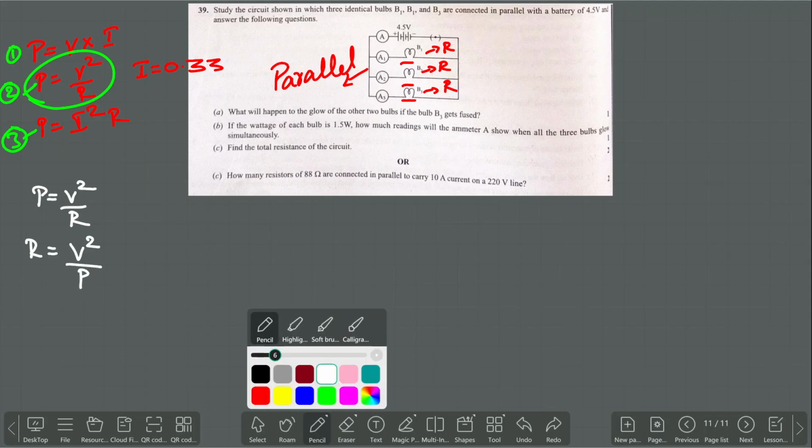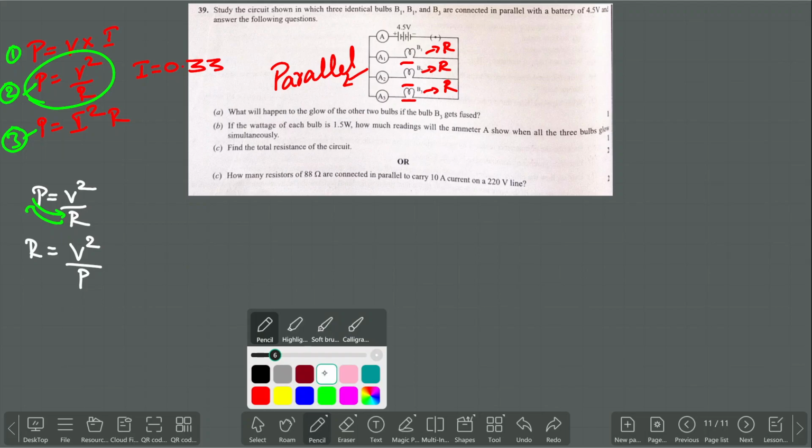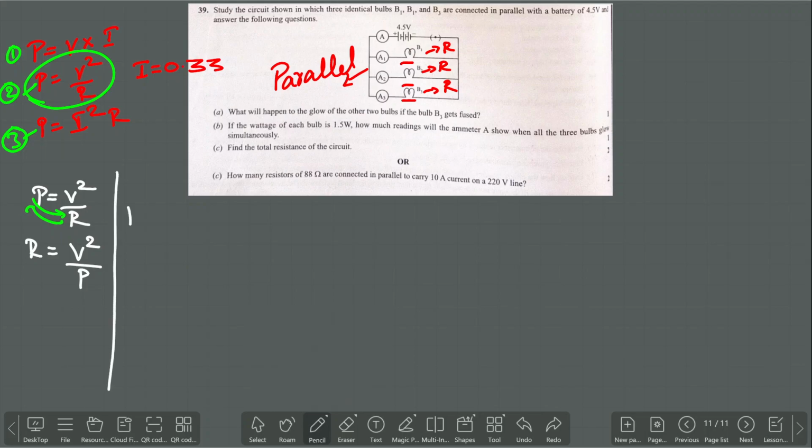If you are having any confusion in rearranging the formula, this one will go that side and that one will come over here. No need to interchange this value itself. So R is equal to V square by P. Next, this formula only we are going to use over here. So R is equal to, what is the value of V? It is given in the question, 4.5. V square means 4.5 into 4.5 by, what is the value of power of each bulb?